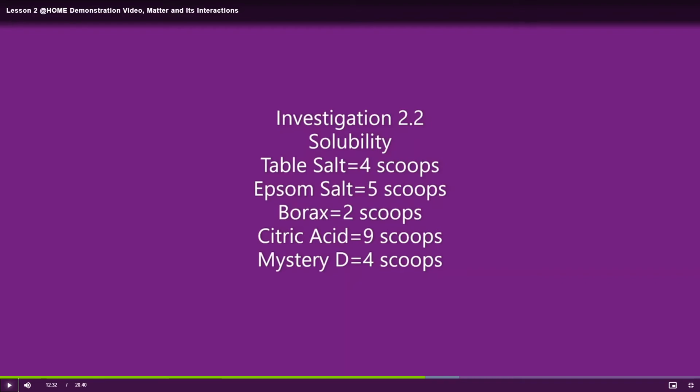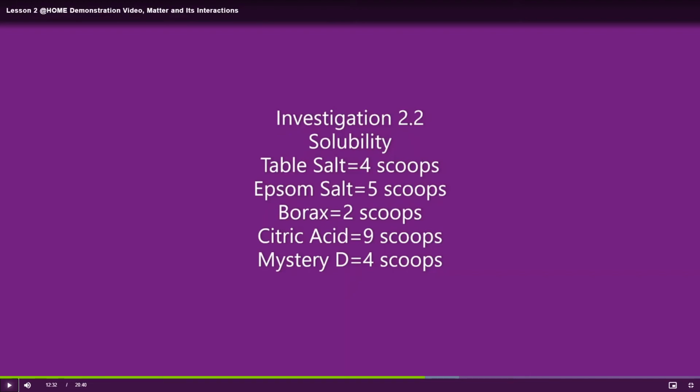So table salt at 4 scoops, it stops dissolving. Epsom salt, 5 scoops, it stops being soluble. Borax, 2 scoops, and already you'll see chunks. Citric acid, after 9 scoops, it'll start looking chunky instead of dissolving. And then mystery D sample, 4 scoops before it starts becoming chunky and not wanting to dissolve.